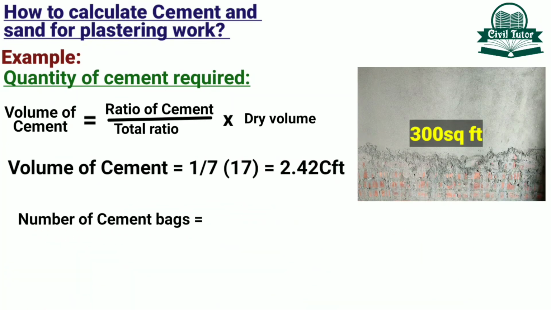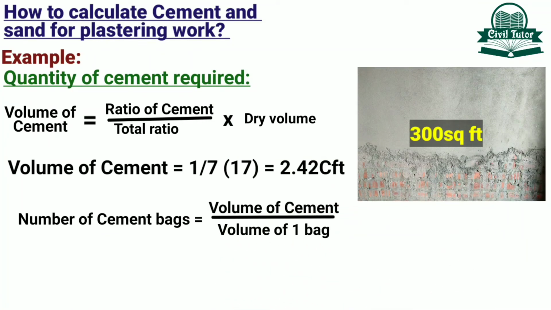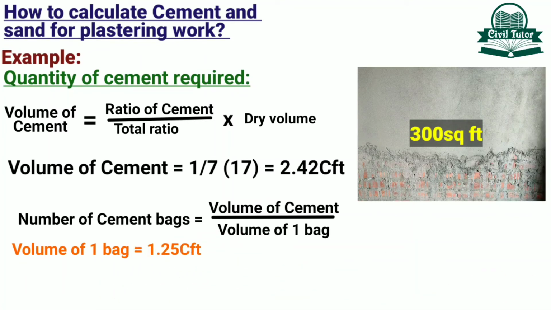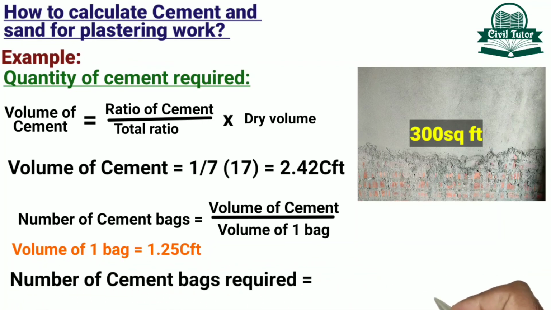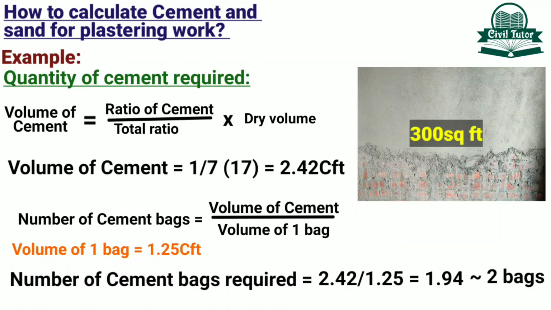Number of cement bags required is equal to volume of cement divided by volume of 1 bag of cement. While volume of 1 bag of cement is 1.25 cubic feet, and on substituting these values, we will get the number of required cement bags equal to 2.42 divided by 1.25 equal to 1.94, which is similar to 2 bags.